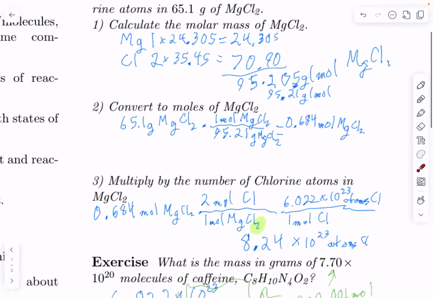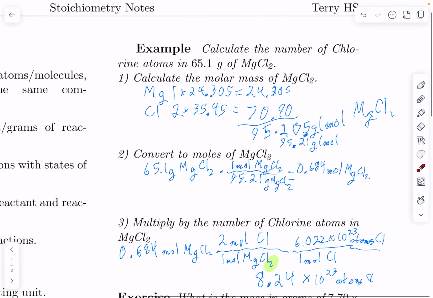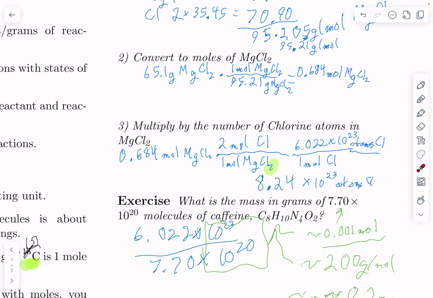All right, so next let's talk about converting between number of atoms versus grams. So calculate the number of chlorine atoms in 65.1 grams of magnesium chloride. First, calculate the molar mass. So I did that. Next, convert to moles of magnesium chloride. Remember, always divide by what you're getting rid of, grams, multiply by what you want. So moles of magnesium chloride.